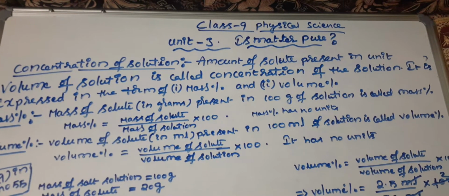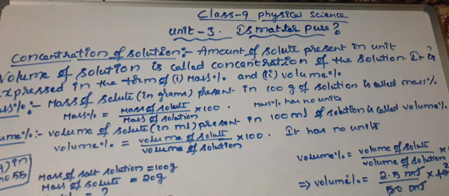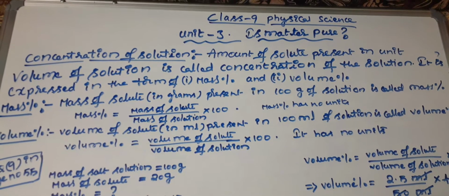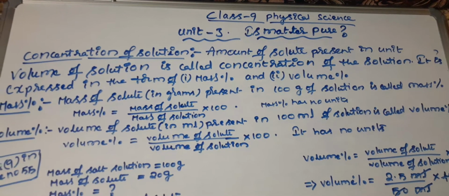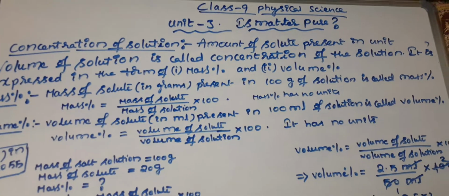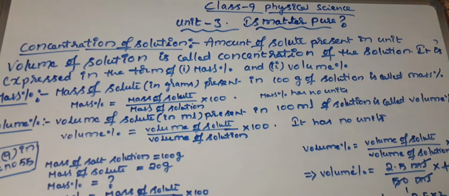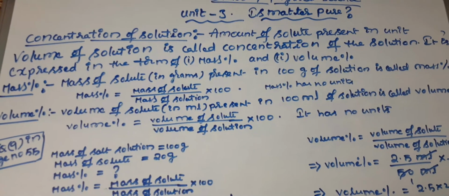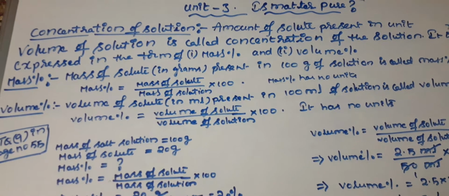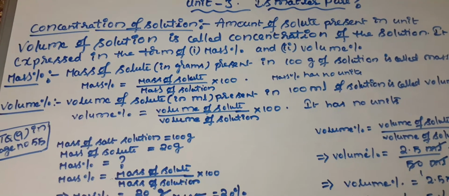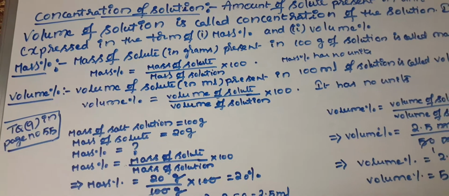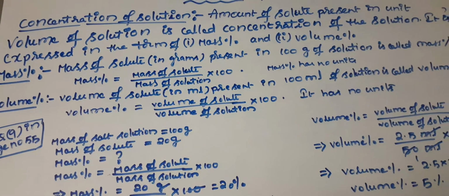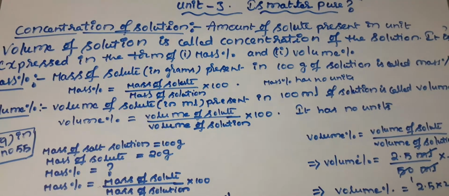So in this class we are going to learn some basic concepts in ninth class physical science, unit 3. The chapter name is Matter: Pure. In this topic we are going to discuss what is the concentration of the solution, what is mass percentage of the solution, what is volume percentage of the solution, and some numerical problems on mass percentage and volume percentage, students.